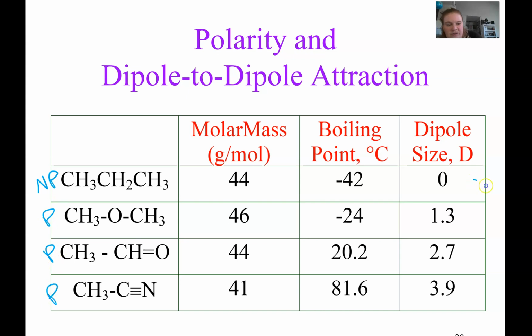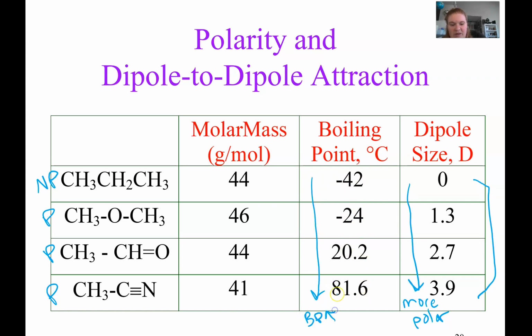And we can also see that over here. So towards the end of chapter 10, we talked about dipole size and that it can be measured. The larger the dipole size, the more polar it is. So it's actually a measure of what those charges would be. So we can think of it as how strong those partial charges are. So notice that as we go down the line here, it's becoming more polar. And as we go down the line, that boiling point is getting larger and larger and larger. So as our molecules become more polar, their dipole-dipole attraction is increasing, and their boiling points are increasing as well.